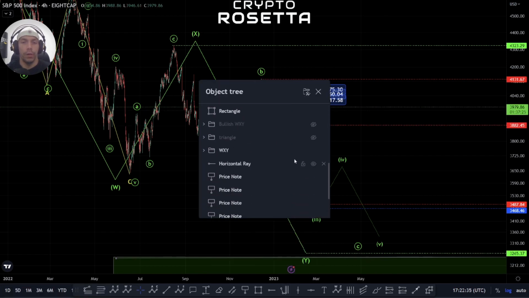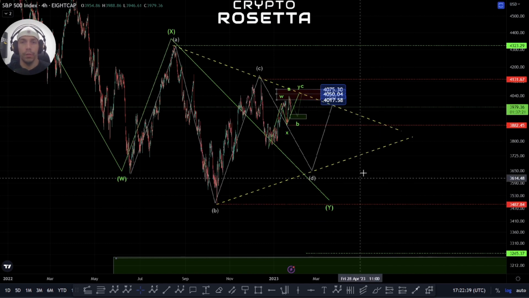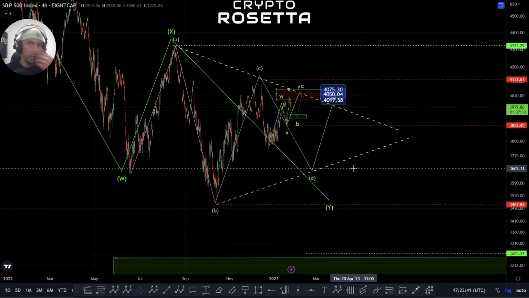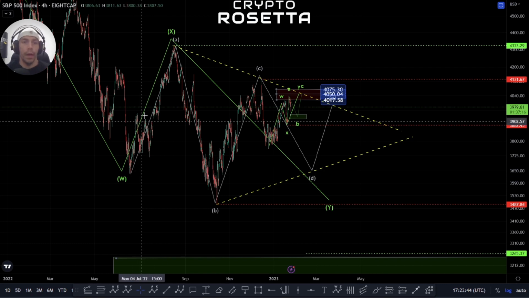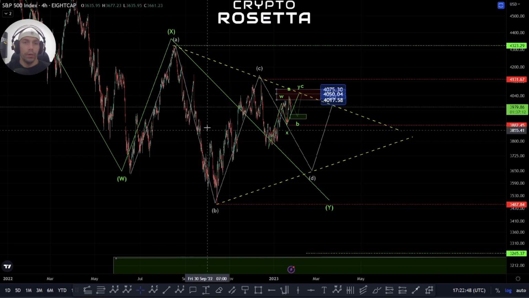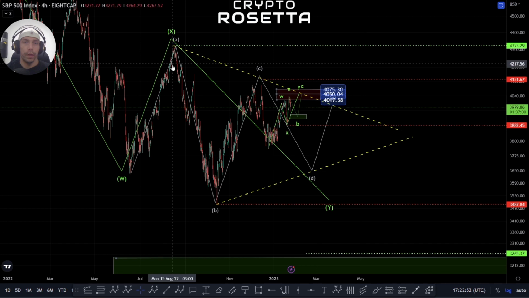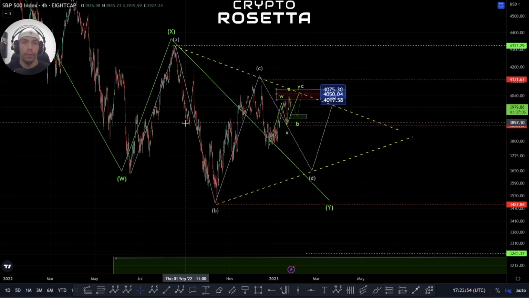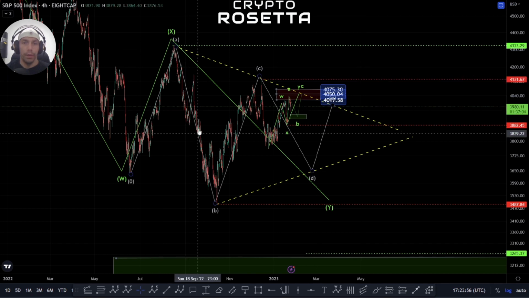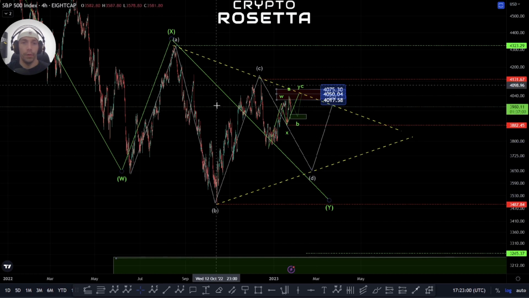So we're going to look at one of the other options that we're looking at. The other option is the potential of having a triangle in this area. With this move down here, you can count it sort of two ways. You can count it as a 5-wave, or you can count it as 1, 2, 3, 4, 5 into this low B wave up here, then a 1, 2, 3, 4, 5. So a zigzag in there.